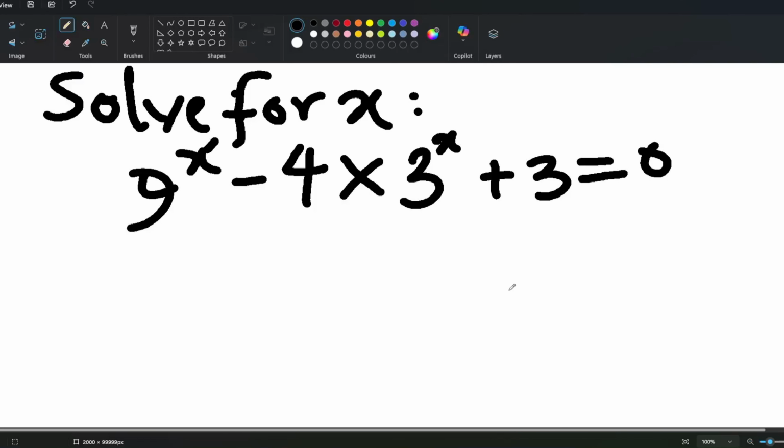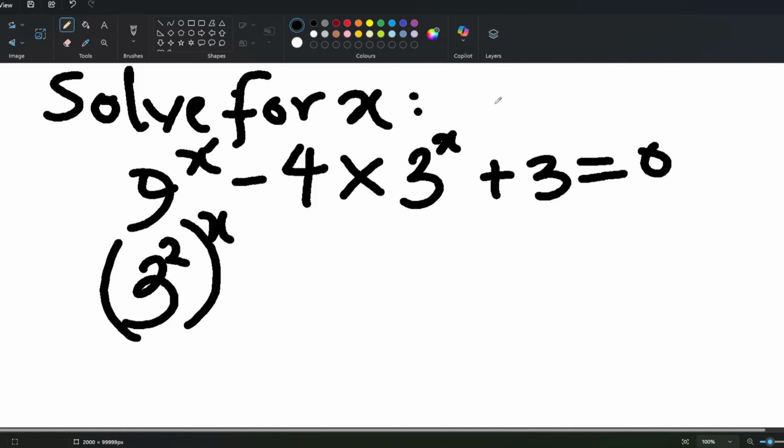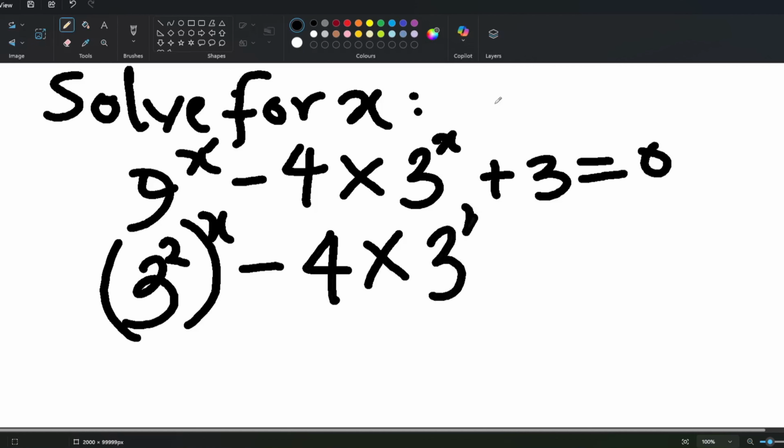Okay, today we're looking at this problem. The question asks us to solve for x. To get x here, we'll observe that this is 3 raised to power x. So we'll write this 9 raised to power x in terms of 3 raised to power x. So this becomes 3 raised to power 2 is 9, right? Then raised to power x, then minus 4 times 3 raised to power x plus 3 equals 0.